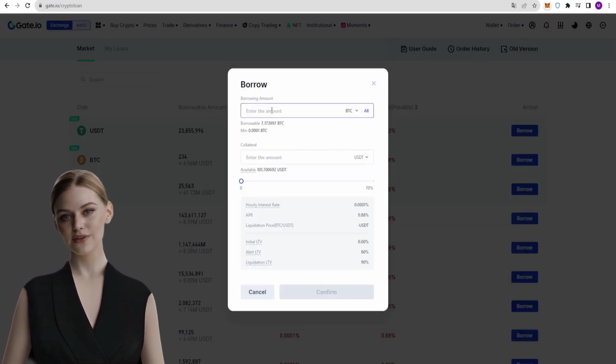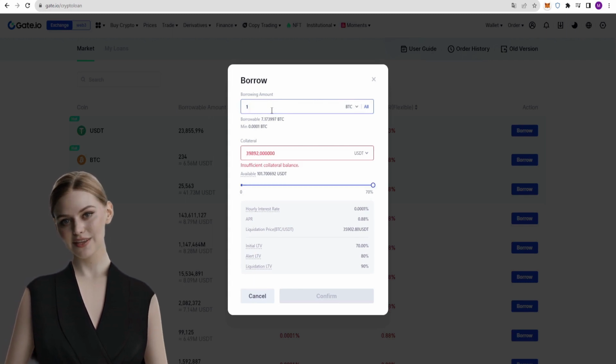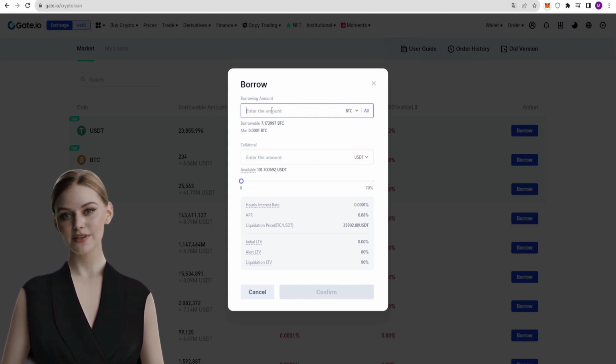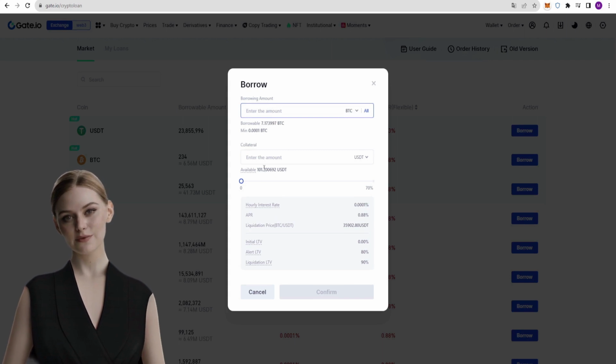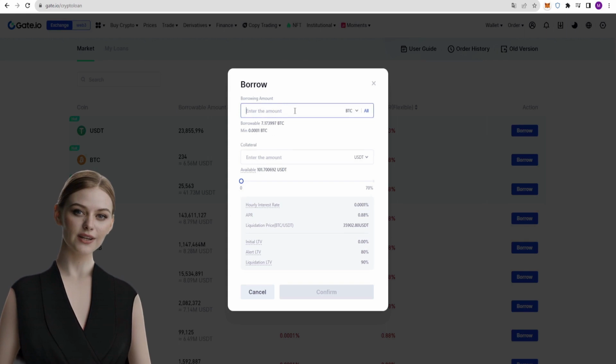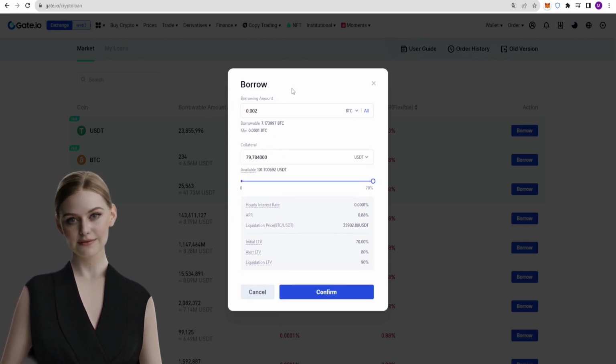Here, I see this screen. I need to enter the amount of Bitcoin I want to borrow in the space above. However, I can't enter a very high amount. There's a limit to how much you can borrow, which is around 70% of your collateral. I have approximately 101 USDT in my account, so the maximum I can borrow will be $70. At the current Bitcoin price, I can write 0.002 Bitcoin here. That's about $55. To borrow $55, I need to use about $79 in collateral.